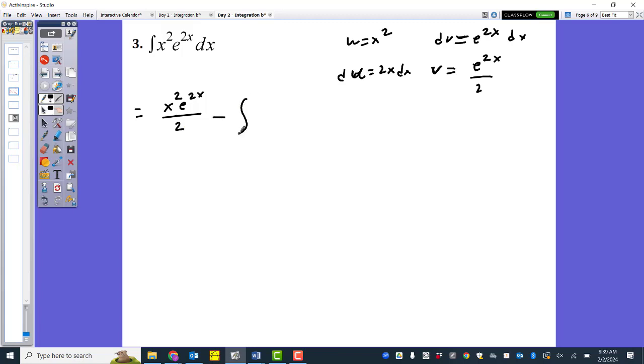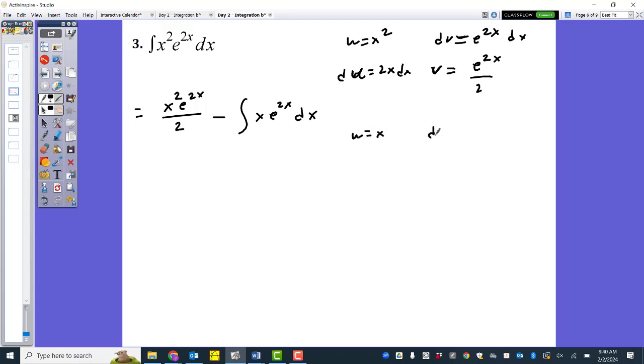minus the integral of v du. The 2 and the 2 will cancel, so we just have x e to the 2x dx. And notice, we now have to do integration by parts again. It has gotten simpler. It hasn't gotten more complex. We're losing the power on the x, and we can think in the future, if we keep doing this, the x will eventually go away. But it hasn't gotten bigger, more complex. It's gotten simpler. We just have to do integration by parts again.